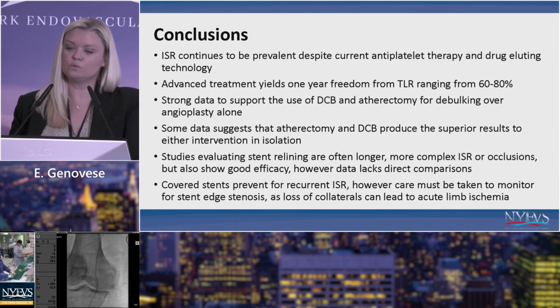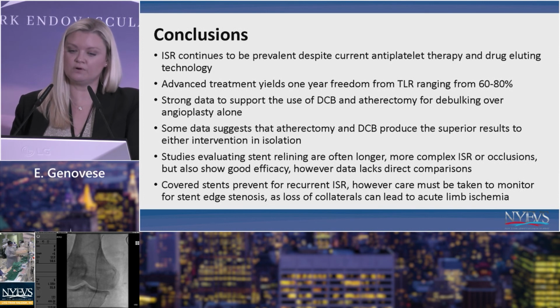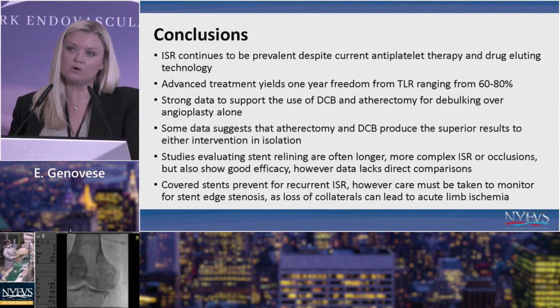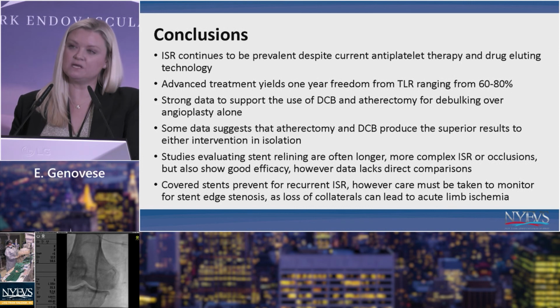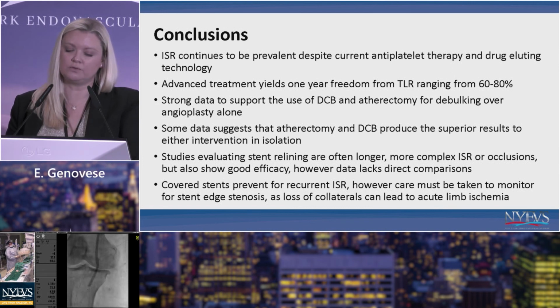So in conclusion, ISR continues to be very prevalent despite current antiplatelet and drug-eluting technology. Advanced treatment yields 1-year freedom from TLR ranging anywhere from 60 to 80%. I do believe there's strong data to support the use of DCB and atherectomy for debulking over angioplasty alone, and there is some retrospective or small randomized controlled trial data that suggest that atherectomy and DCB combined can produce superior results to one of the individual treatments alone.